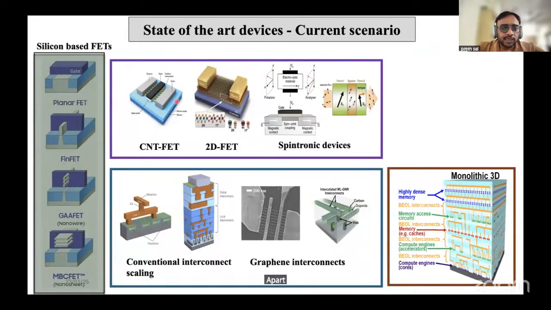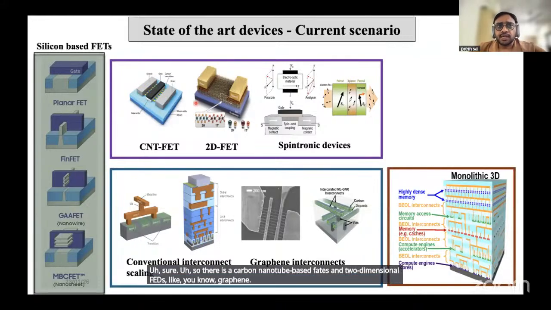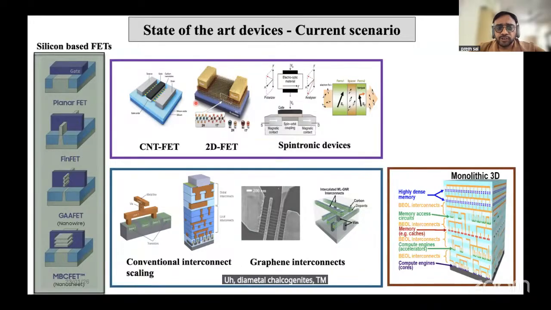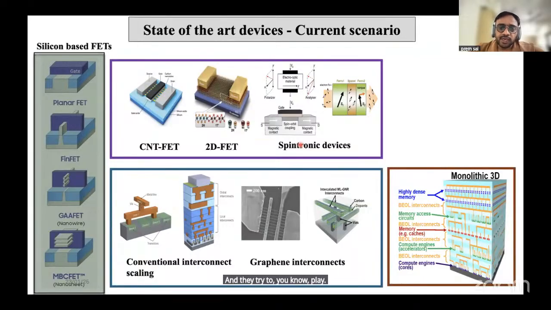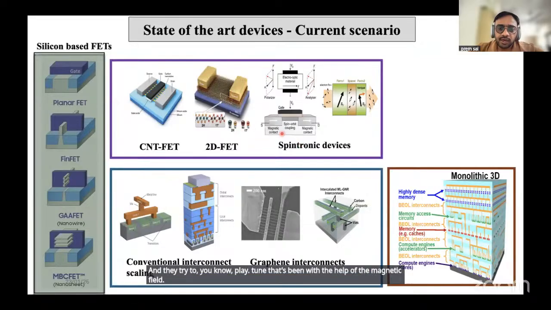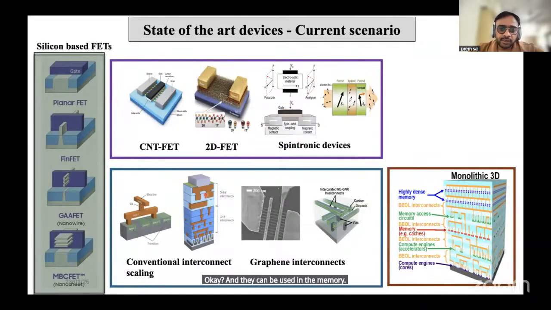Apart from silicon devices, there are other fields I just want to show. There are carbon nanotube based FETs and 2-dimensional FETs like graphene and transition metal dichalcogenides, TMDs, like MoS2, WSe2, tungsten tellurides, all of that; they are also there. Then there are spintronic devices, where they won't use the charge property of the electron, but use the spin property of the electron, and they try to tune that spin with the help of a magnetic field. And they can be used in memory.